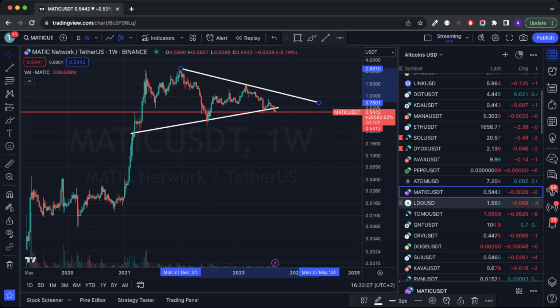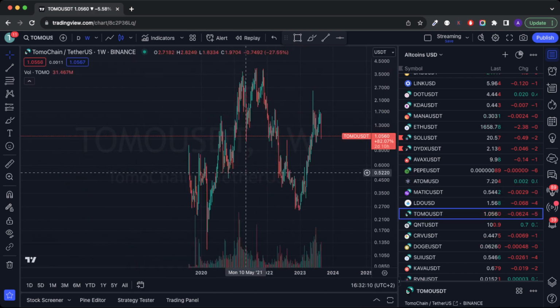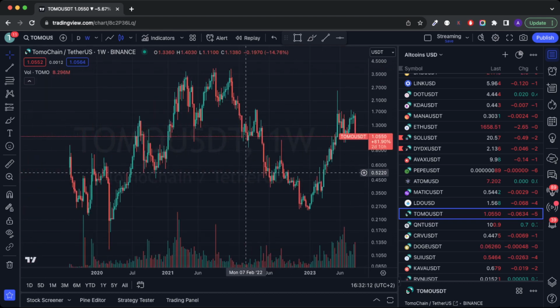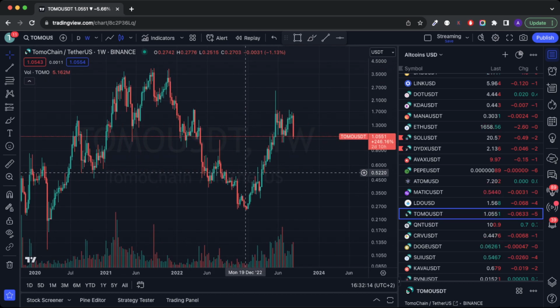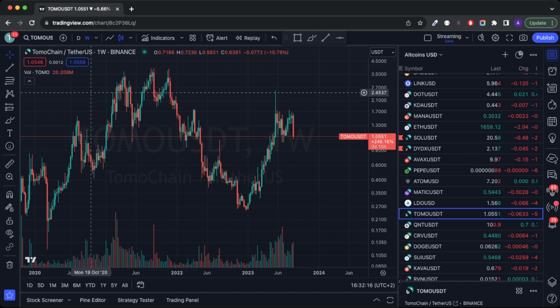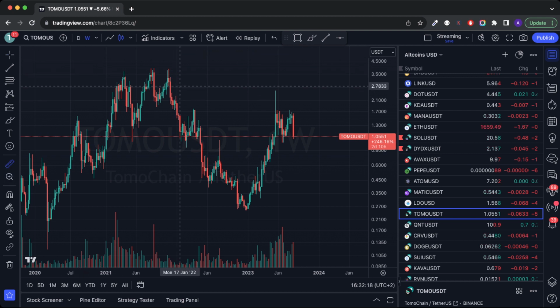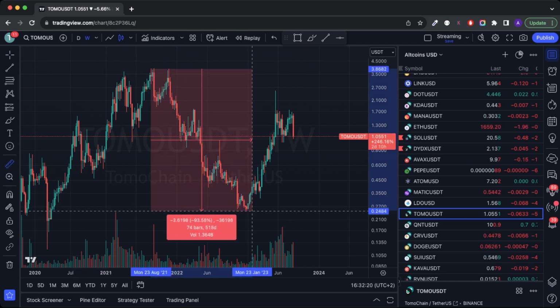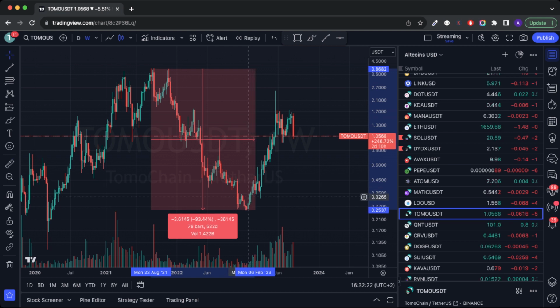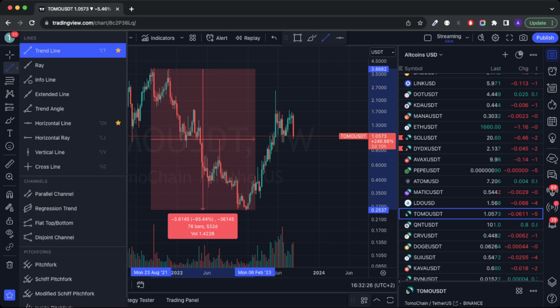Discussed Lido already. Tomo. This one is also showing something. It dropped a lot, in my opinion, from the top. Yeah, like 93%. Then more recently, it started showing a lot of strength. So we saw quite a strong rally.